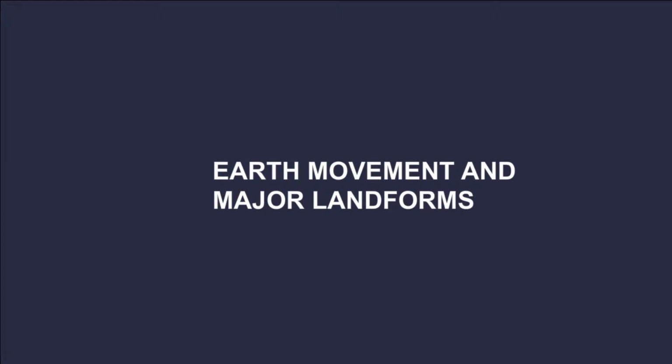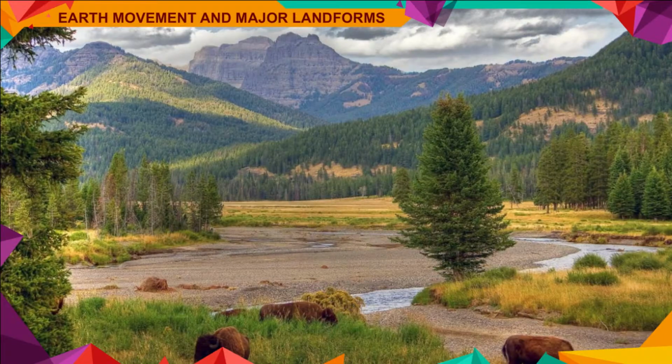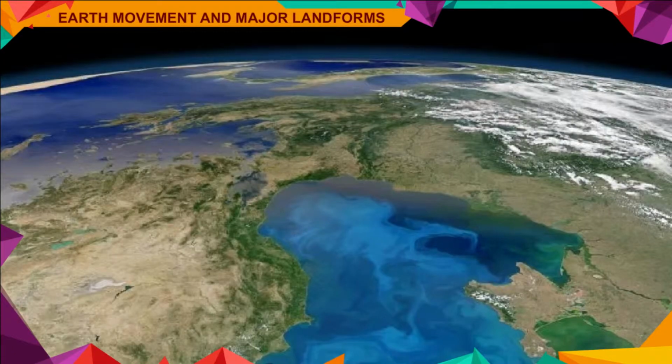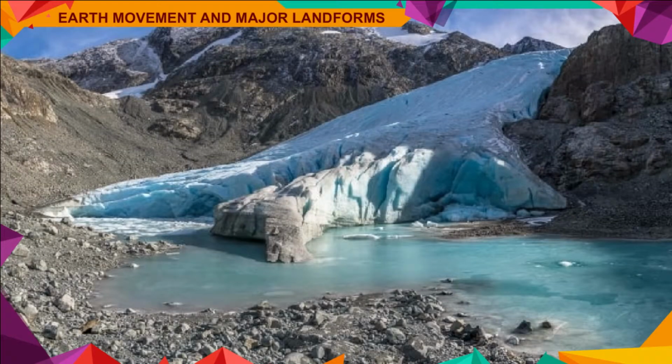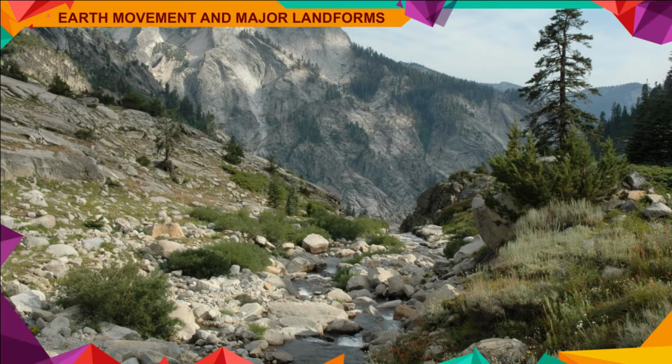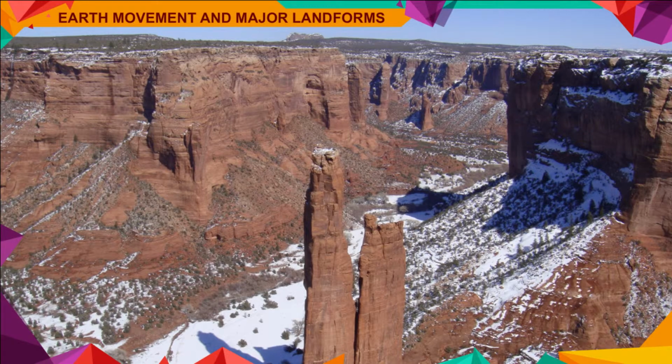Earth movement and major landforms. The Earth's surface is highly uneven and irregular. The surface of the Earth is being shaped and reshaped by external agents like running water, wind, glaciers, etc. That is the reason why our present-day landforms are diverse and varied. What we see today on the surface of Earth is the product of millions of years of geological change.